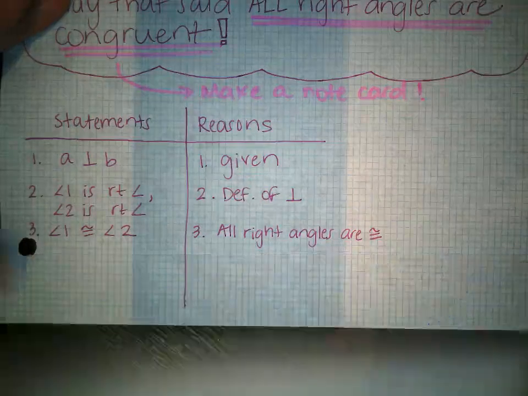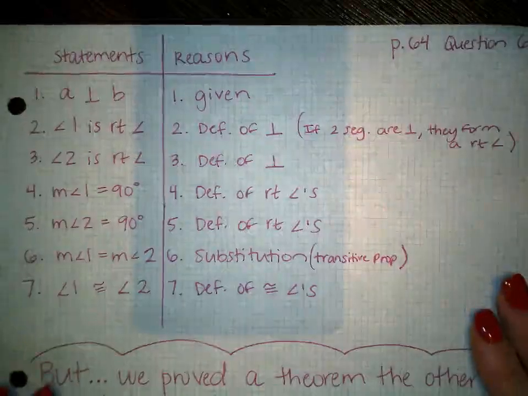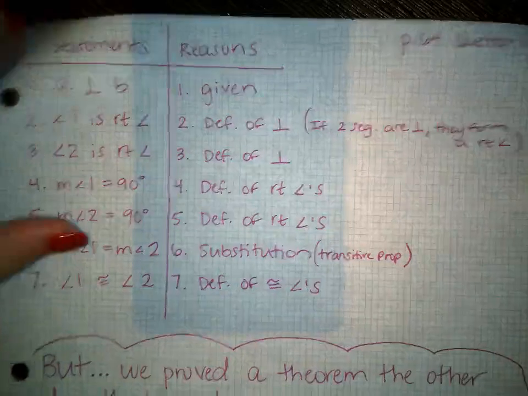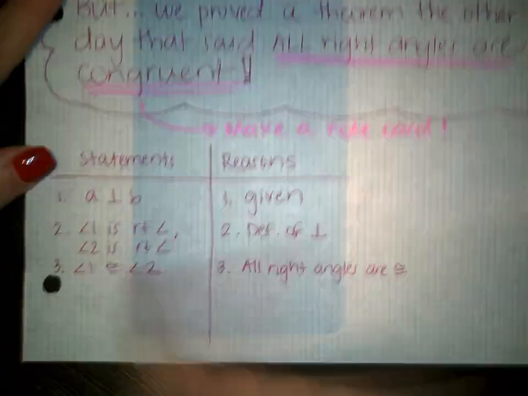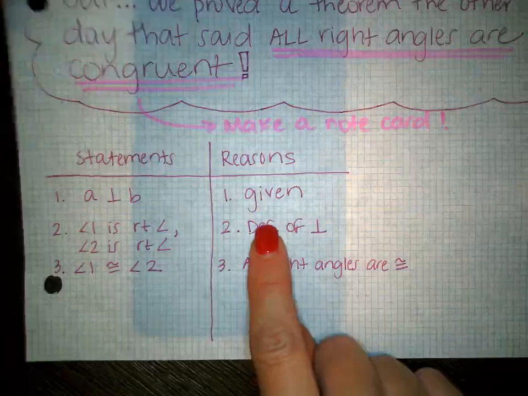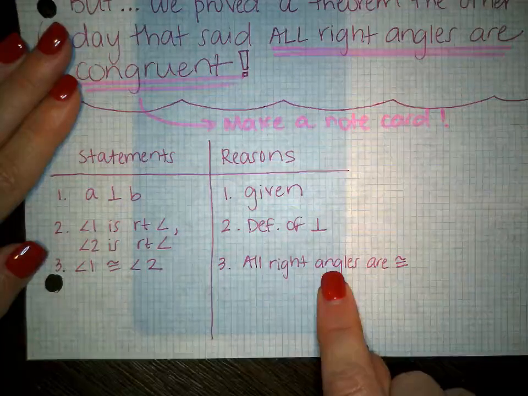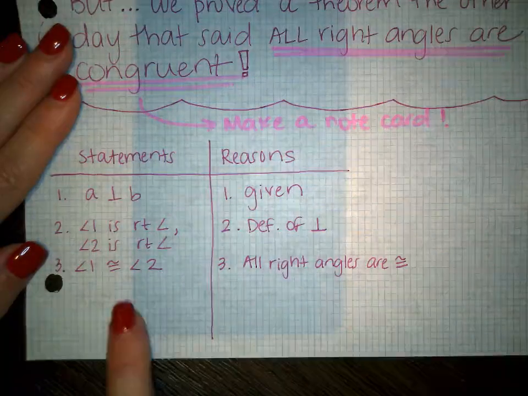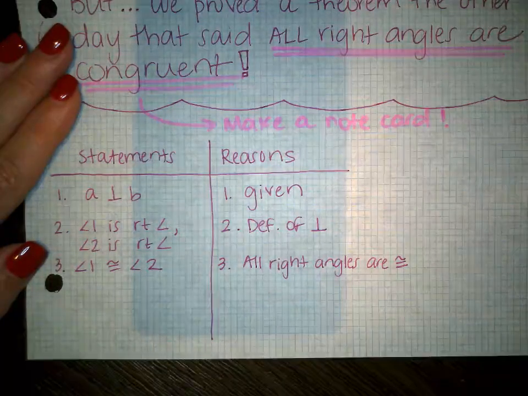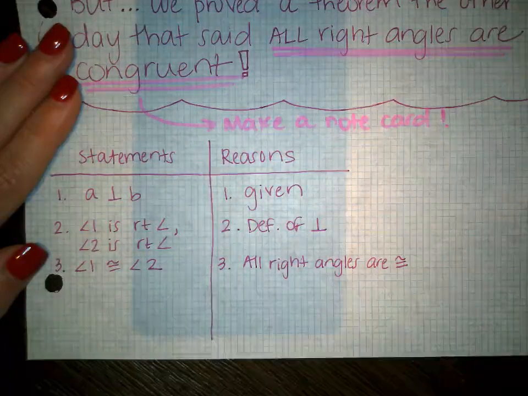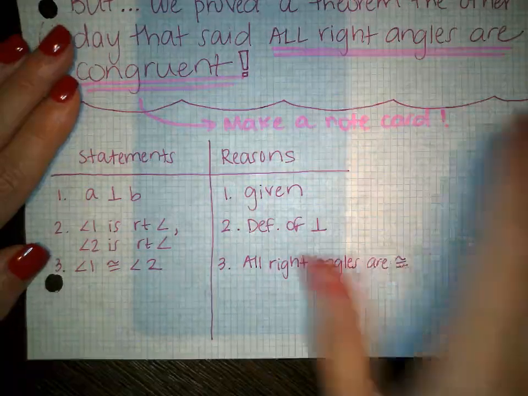All right, so instead of having a proof that was, look, 7 steps long, by using the fact that we can combine multiple steps into one step, and using this theorem that we proved, we just condensed this to a 3-step proof. Okay, I'm going to do one more example with you, and then this video will be done.